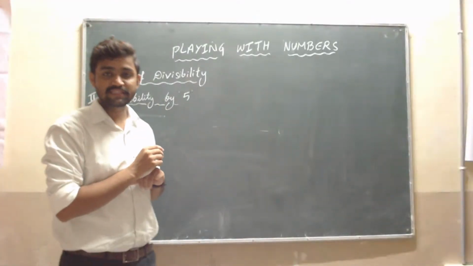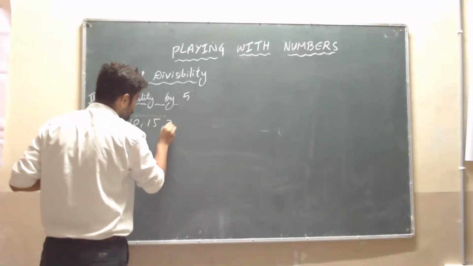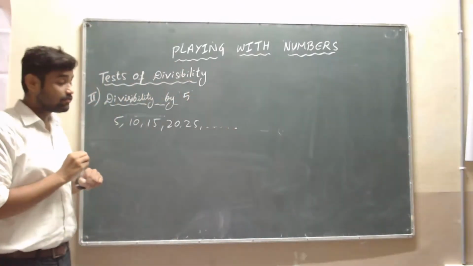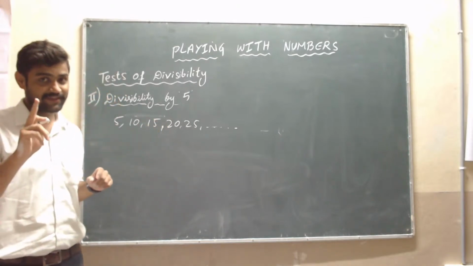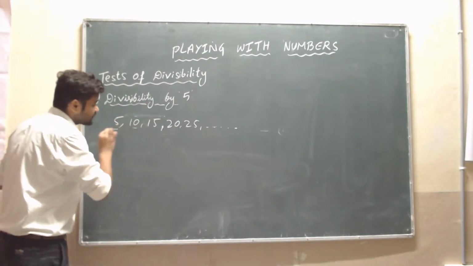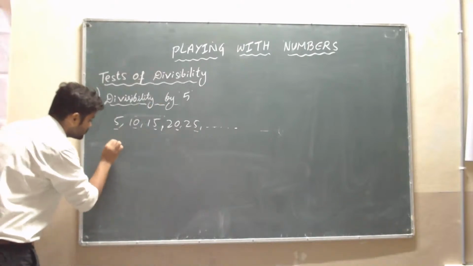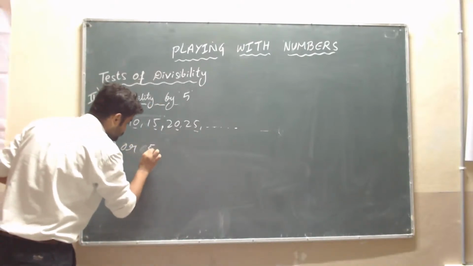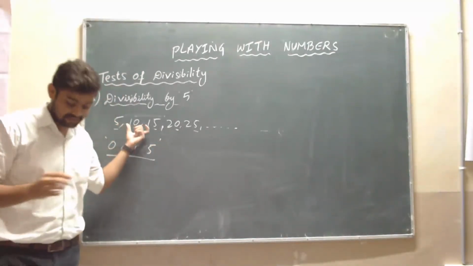Then what are the multiples of 5? That is 5, 10, 15, 20, 25, etc. Now, here we can observe the one's place. Here it ends with, or its unit place is 0 or 5. These are the multiples of 5.